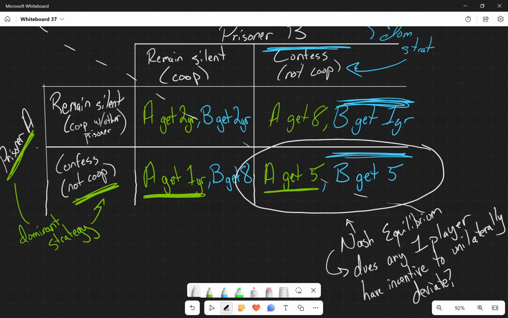And then we would take a look at prisoner B. We would say, okay, if this is where prisoner B is, and they had a time machine to go back 15 minutes, would they go back and remain silent instead of confess? Well, remaining silent would get them 8 years. Confessing would get them 5. So there's no incentive for prisoner B to change their strategy either.